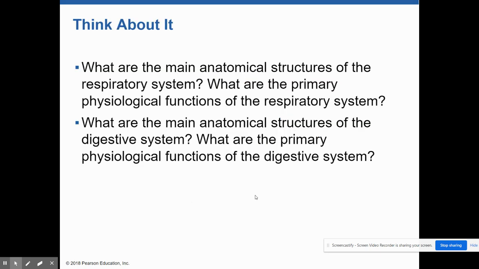So again, let's review the information that we just covered. What are the main anatomical structures of the respiratory system and the primary physiological functions of the respiratory system? And what are the main anatomical structures and the primary physiological functions of the digestive system? Go ahead and pause the recording while you refresh yourself on this information and press play when you're ready to move on.